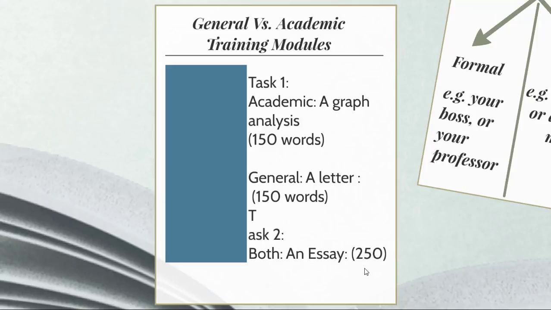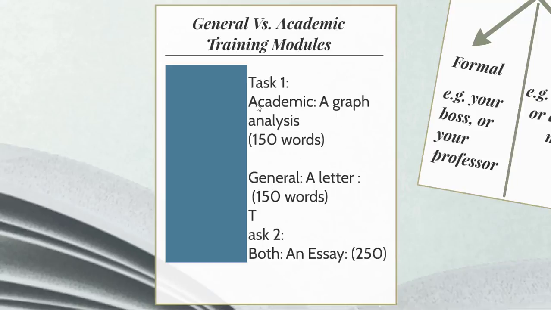Now, there are already defined kinds of essays that come in the IELTS test. What we need to do is know these kinds and train on how to write 250 words on each topic. As for task 1, it is different.